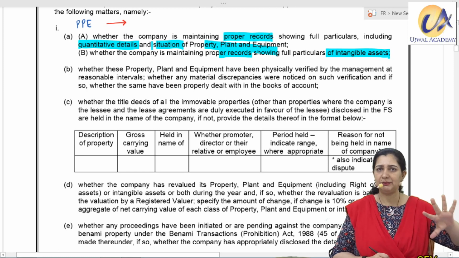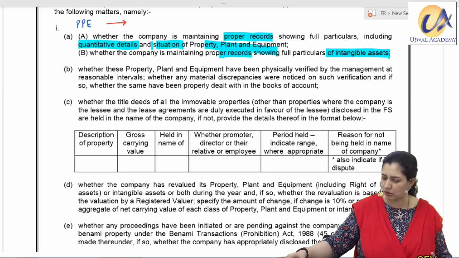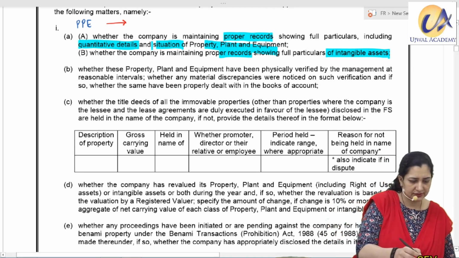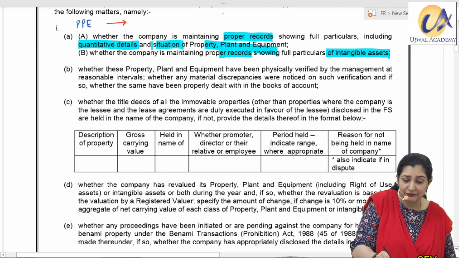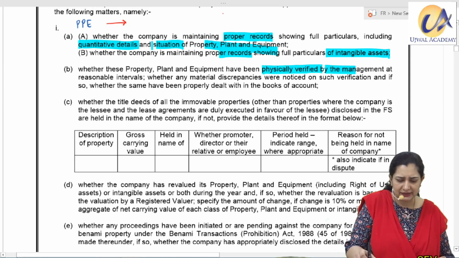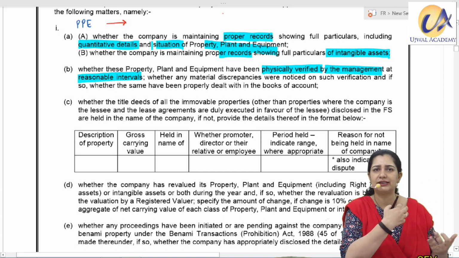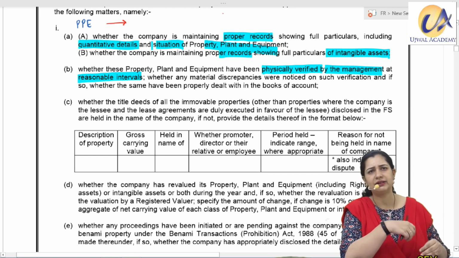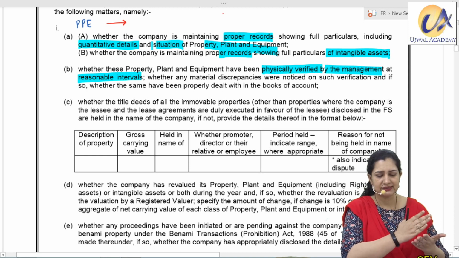The first one in PP, what will you see? Proper records are maintained. So it's about the records. Second, whether this PP has been physically verified. So physical verification has been done by the management at reasonable intervals. Reasonable intervals will depend on the type of business. Generally, if it is done biannually or even annually, sometimes it's okay as long as it has been done.